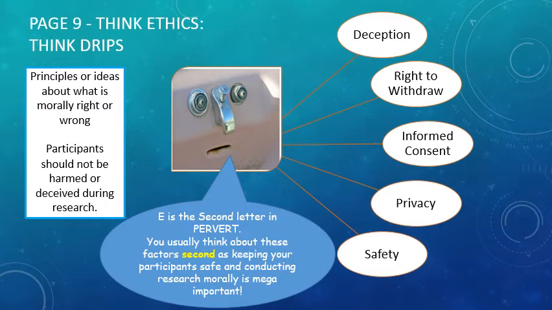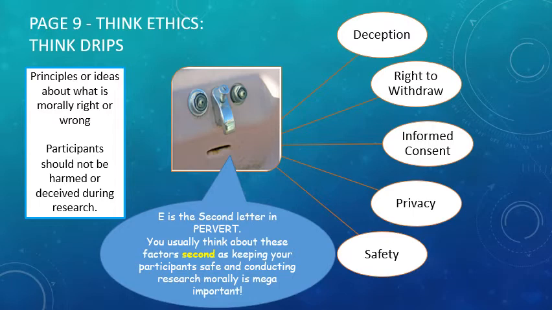If you turn to page 9 in your booklet, you should see a diagram that looks a little bit like this. And the E in PERVERT, at least the first E, stands for ethics. It's the second letter in PERVERT because this is the second thing you then need to consider. So you've got your money, you've found your people, but you now need to think, well, how am I going to do this research in a moral, sound, respectful kind of way? How am I going to make sure that I don't harm the people that I'm studying unnecessarily?